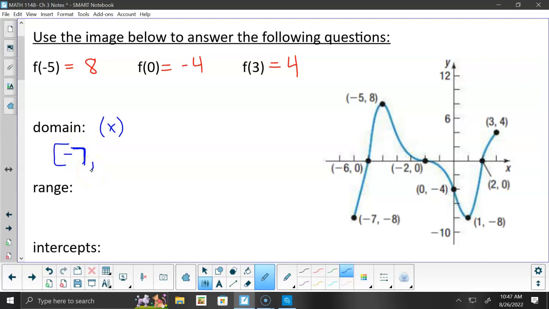All right, what's the furthest right it goes? 3. Okay, so that is interval notation. All right, set builder notation would be like this. Squiggly, x such that x is between negative 7 and 3. Squiggly.